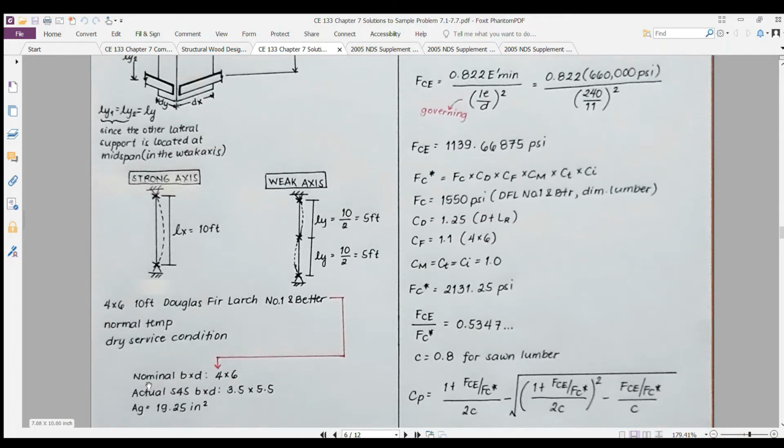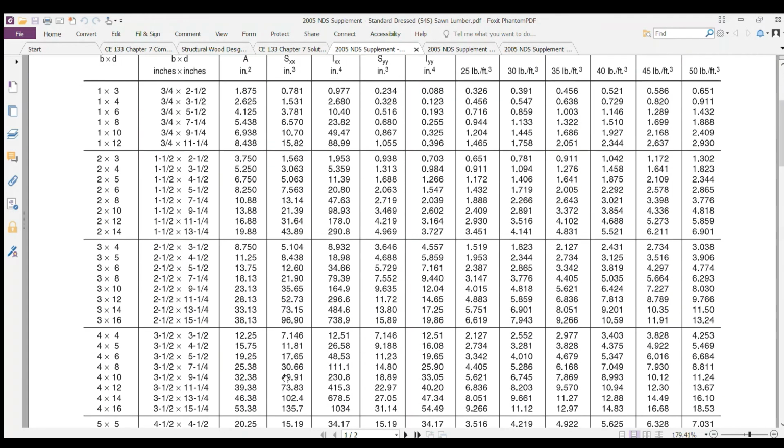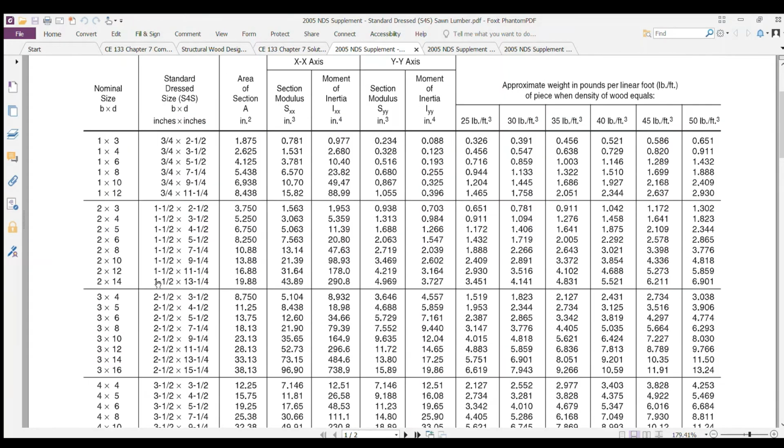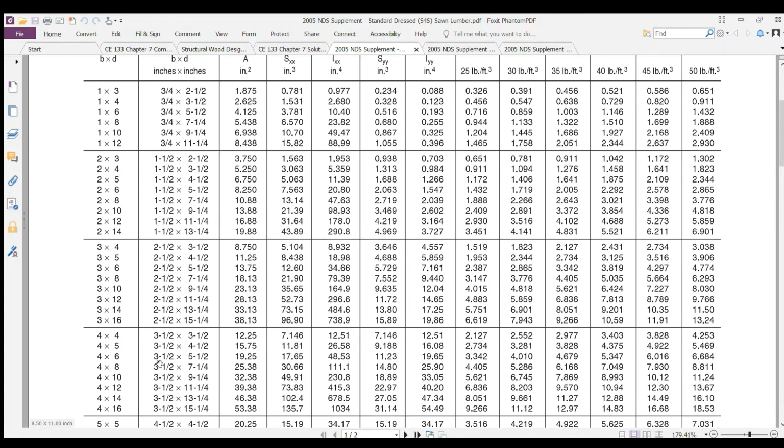Okay, so based on the nominal section, we have a nominal section of 4 inch by 6 inch. You can see here 4 inch by 6 inch. We have the standard dressed size of 3.5 inch by 5.5 inches.